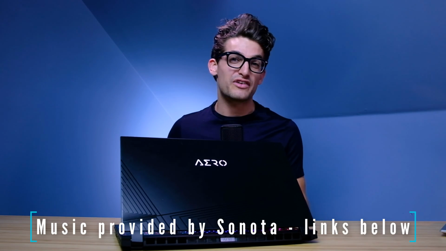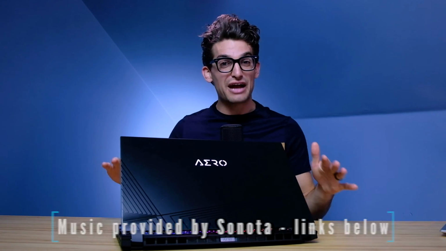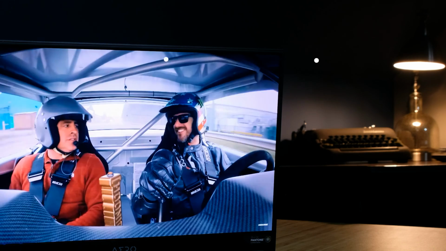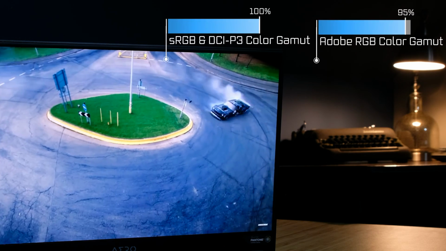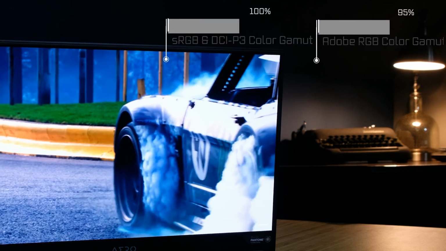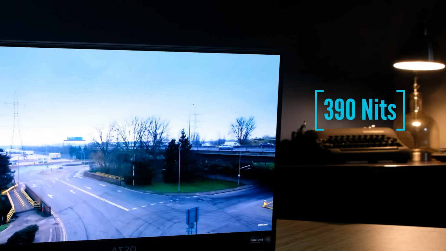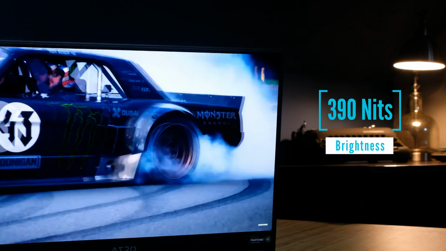I ran a massive amount of creator-focused benchmarks on the Gigabyte Aero 15 XC, and I'm gonna try and get these to you in under 5 minutes. Starting out, the color accuracy of this laptop is fantastic. It comes with 100% sRGB, 100% DCI P3, and 95% Adobe RGB, all at a delta E of less than 2 at 1.98. This is a 4K screen and reaches 390 nits at full brightness.